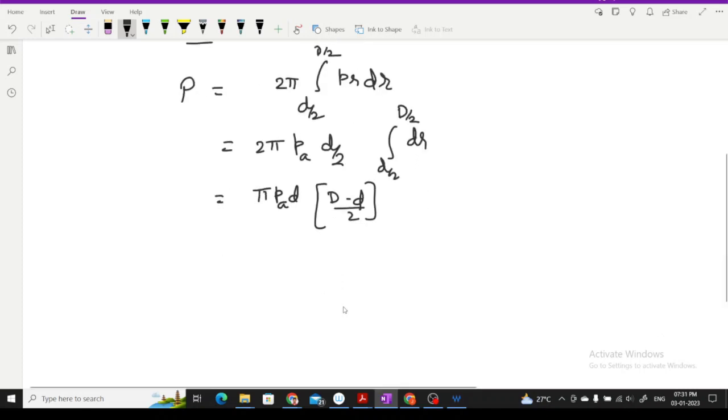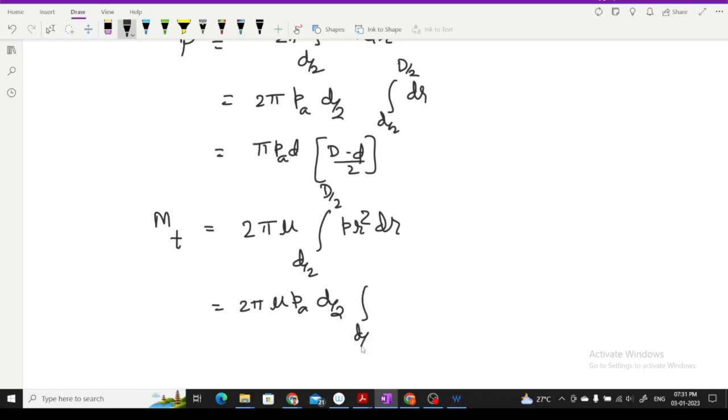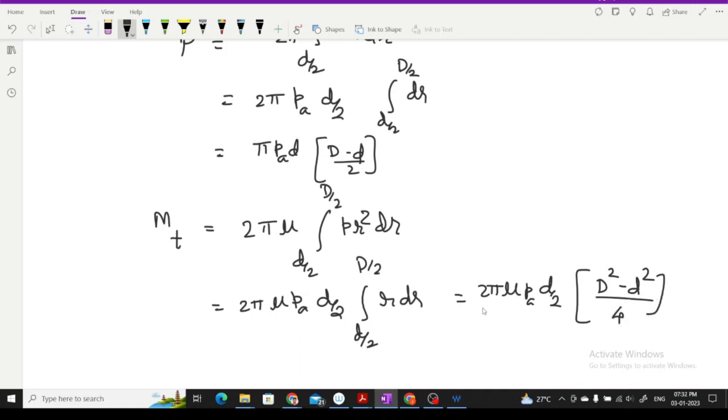Yes, sir. Okay. Now, as you have derived this axial force, let us do the frictional torque. Here also you will have this two pi mu, and here it will be equal to r square dr, right? So here you will have two pi mu Pa into d by 2 for this p into r. Still you will have this r dr, right? So here you go for this integration, r square by 2. So basically this is D square minus d square by 4 into that r square by 2. So this will give you pi mu Pa d by 8 into D square minus d square. So this is how you get your frictional torque.